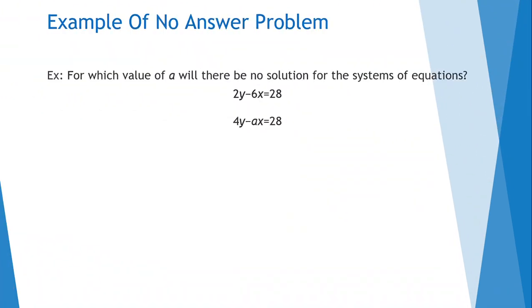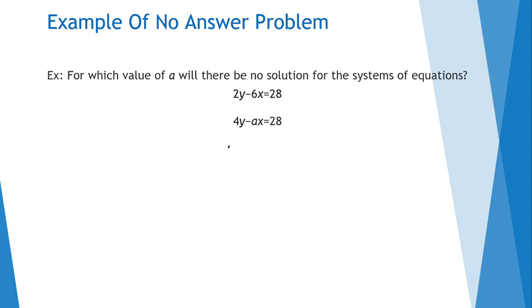Okay, so for what value of a will there be no solution for this system of equations? So we have 2y minus 6x equals 28 and 4y minus ax equals 28. So what I see in here is that this is multiplied by 2 in this equation, and our constants are already the same. So what I want to do is I kind of want to have one of my variables be the same as another equation to get a feel for what I would do. So I'm going to divide this bottom equation by 2, because I think it's a little bit easier to divide 28 by 2 rather than multiply 28 by 2.